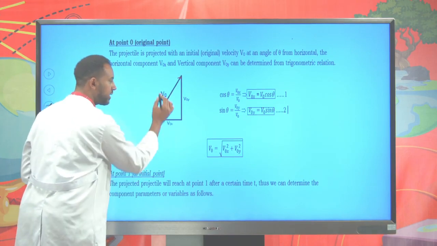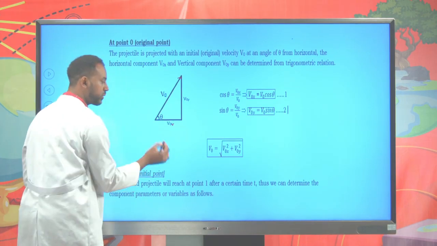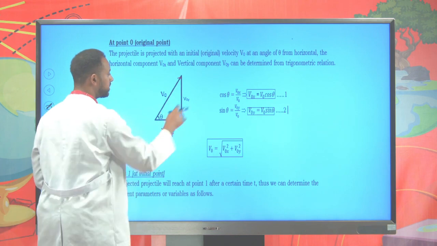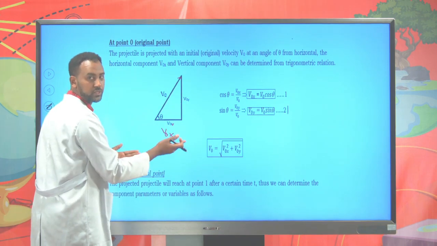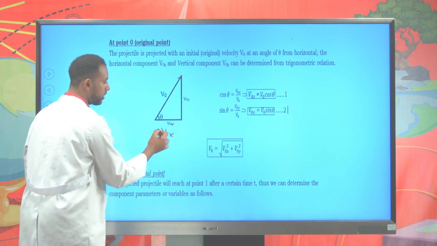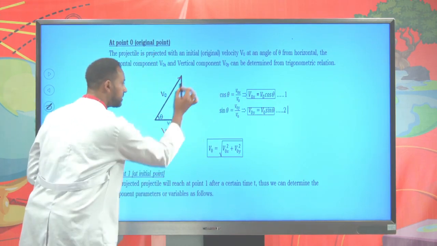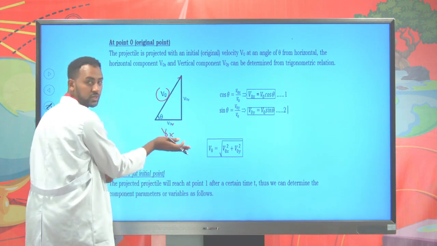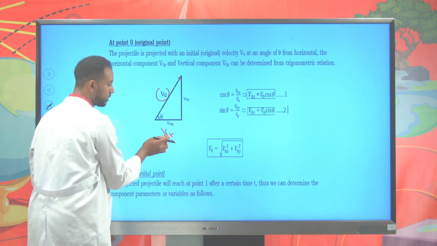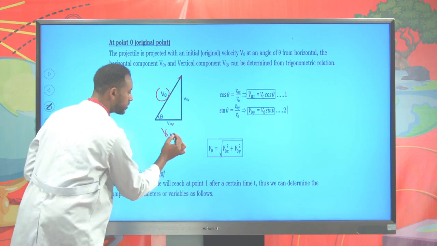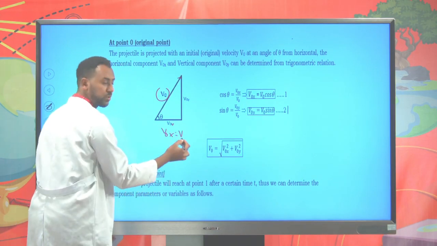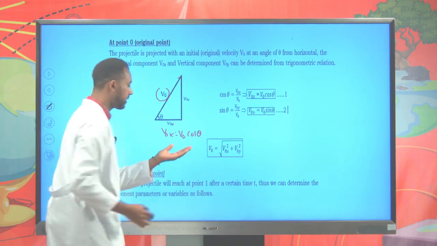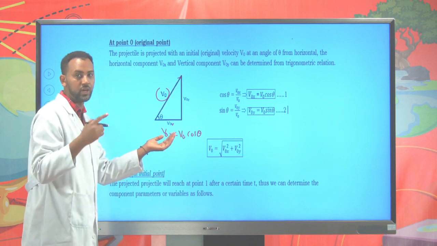The horizontal component of the initial velocity v0 along x is the initial velocity horizontal component, v0x. It can be determined using trigonometric relations, sine and cosine. Cosine theta means adjacent over hypotenuse. The hypotenuse is the initial velocity v0, and the adjacent is the horizontal component, v0x. So v0x over v0 gives the horizontal component of the velocity as v0 cosine theta. This is how we determine the horizontal component of the initial velocity.